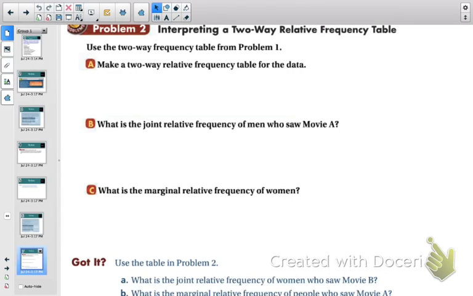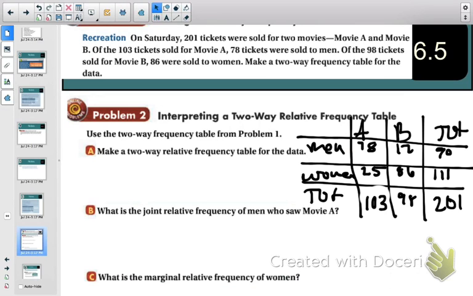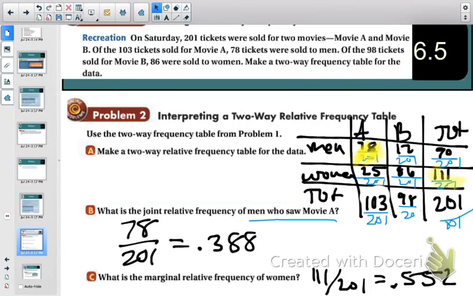Okay, let me hurry and copy that down. One moment. Okay, so this is what our table was originally. If we want to change this from a frequency table to a relative frequency table, we just divide each of these numbers by the total, the grand total, which is 201.